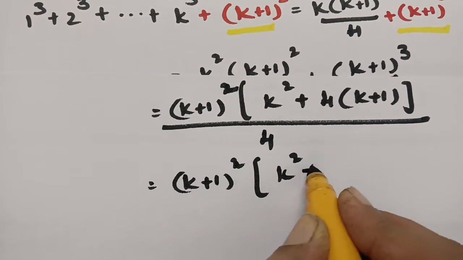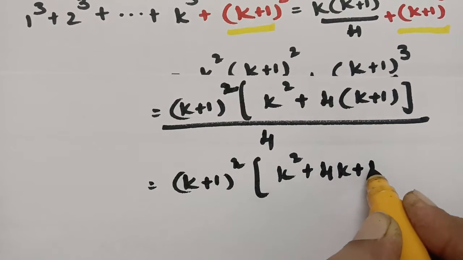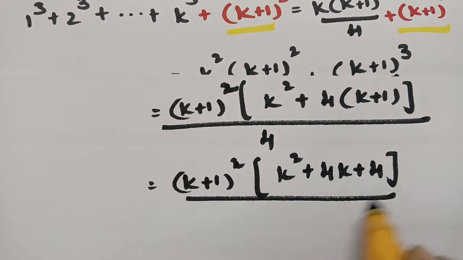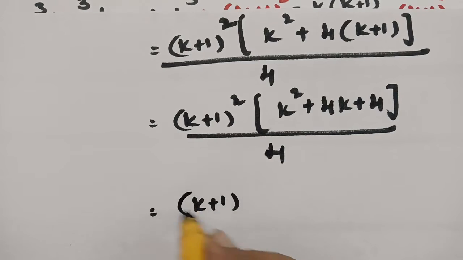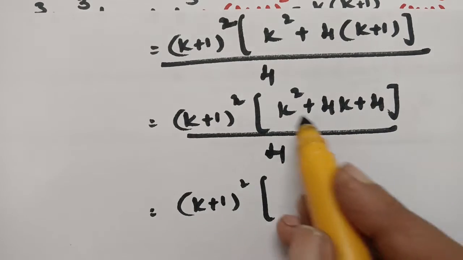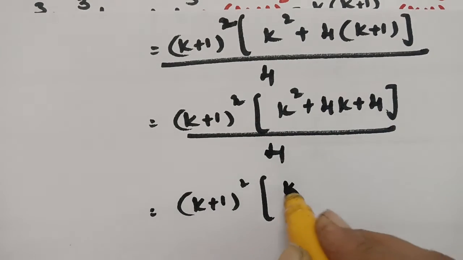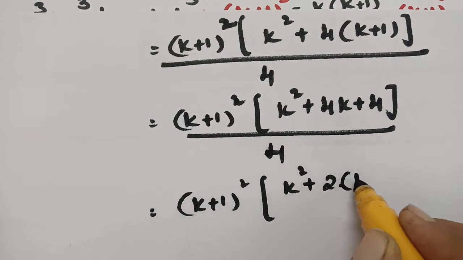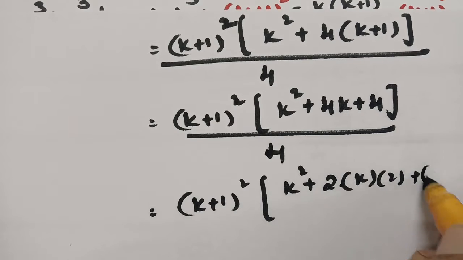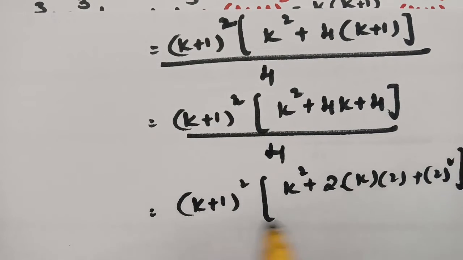So this value is k square plus 4k plus 4 by 4. So here this value is nothing but k plus 1 whole square. So this can be written as a square plus b square plus 2ab. So this is a square plus 2 into a into b plus b square by 4.